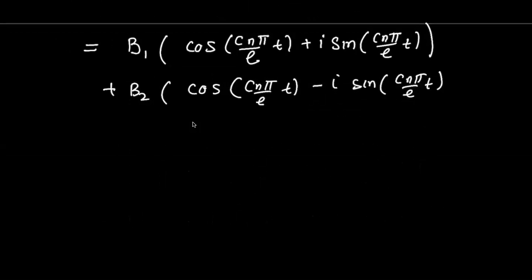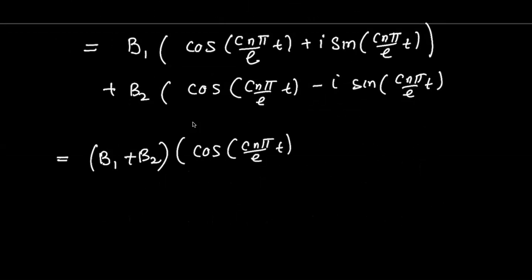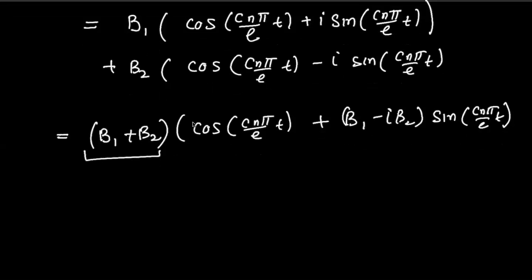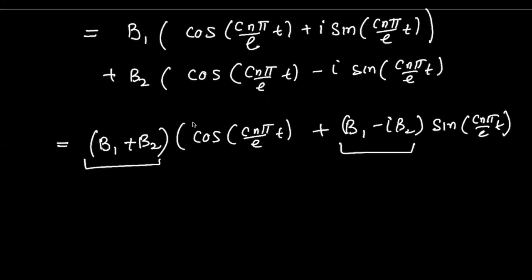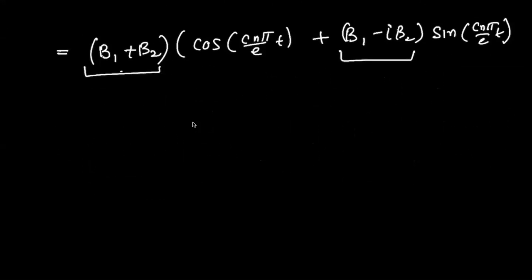L t. And if I combine, then it's going to be a times b1 plus b2 cosine c n pi over L t, plus b1 minus I times b2 times a sine c n pi over L t. I can choose a different constant if I want to, but I will keep that one here for now. But you see that now these constants are complex. This constant doesn't have a complex number, but this one does. So just keep that in mind.